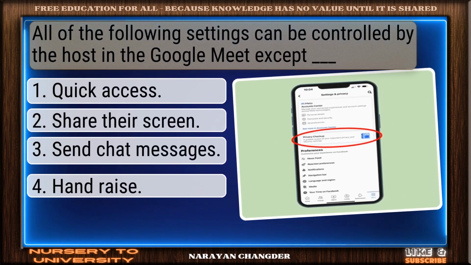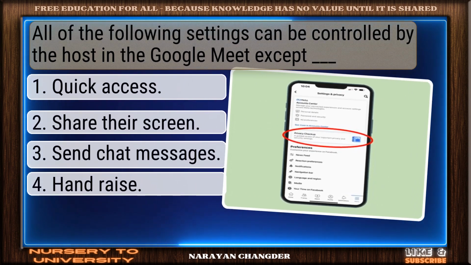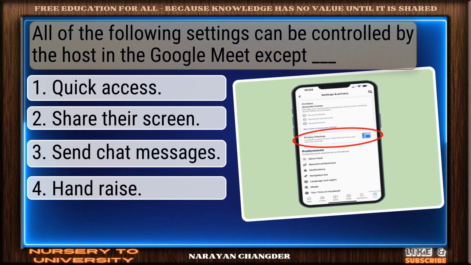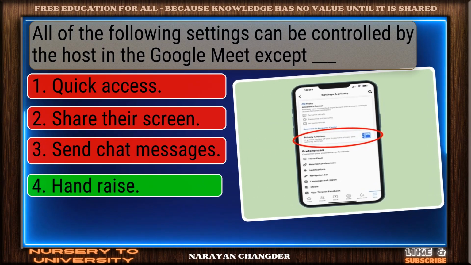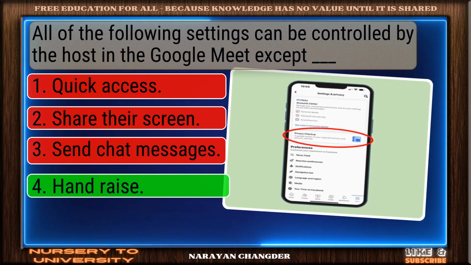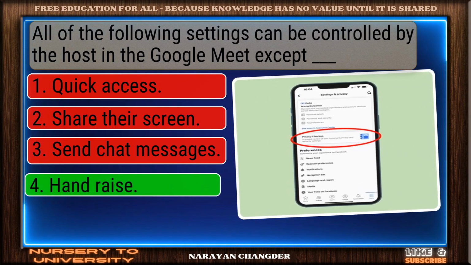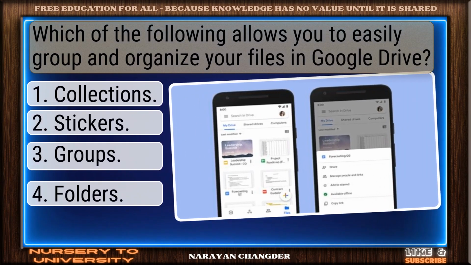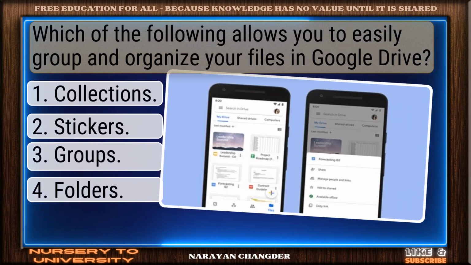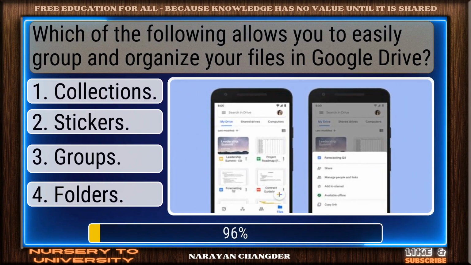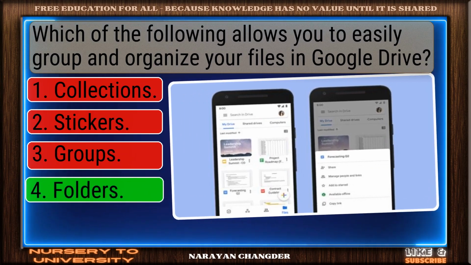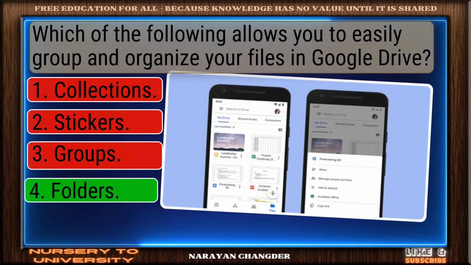All of the following settings can be controlled by the host in the Google Meet except Dash. Great thinking. Hand raise is the right choice. Which of the following allows you to easily group and organize your files in Google Drive? Nice selection. Folders is the correct and valid answer.